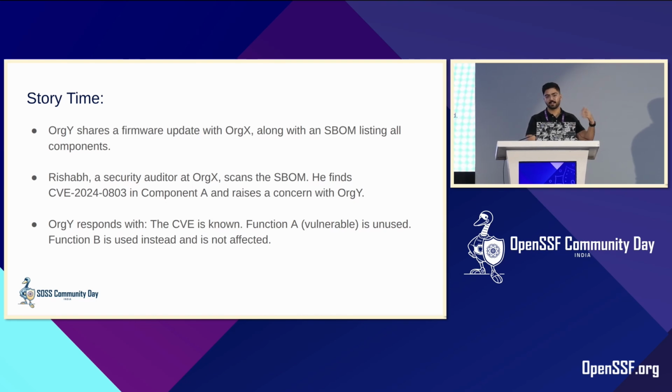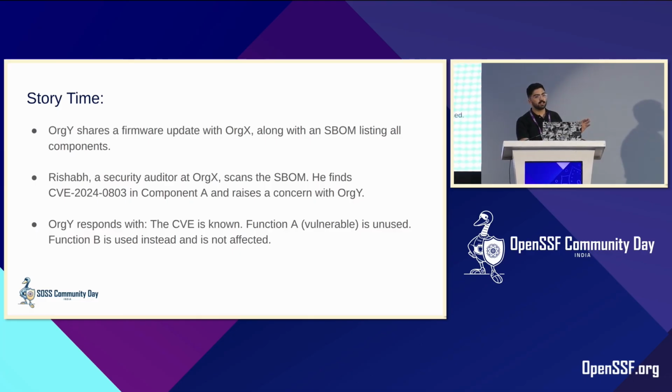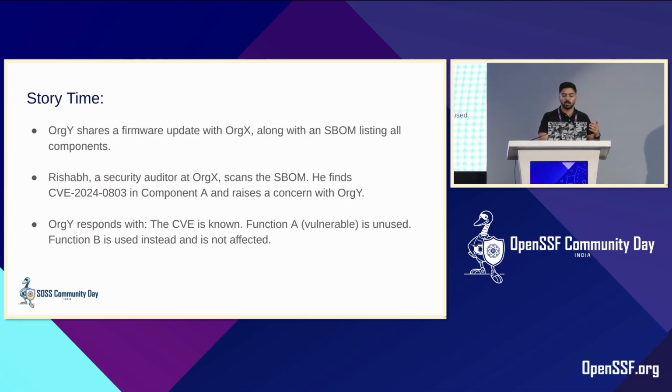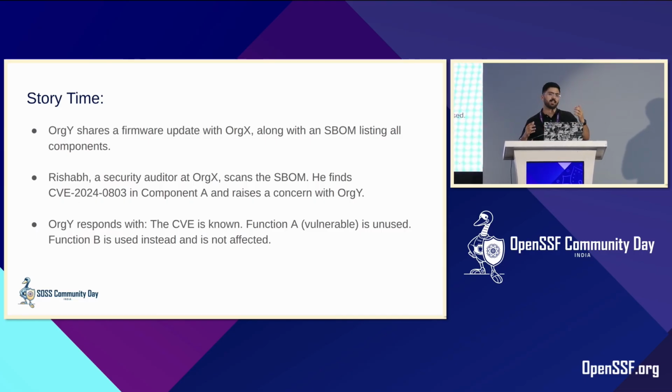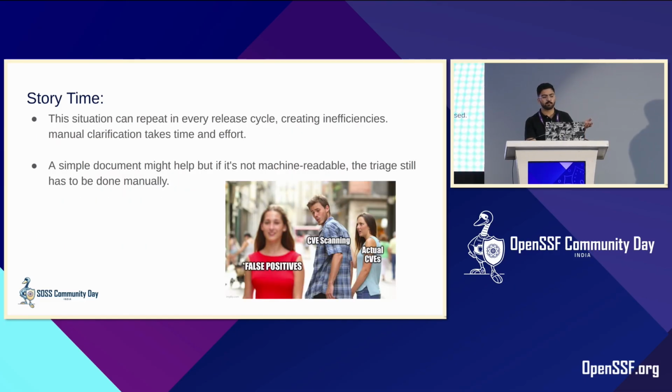So a security auditor at organization X scans the SBOM, and he finds that there is a particular CVE in the vulnerability report. So he raised a concern with organization Y who shared it. But organization Y, to his surprise, responded that they actually know about the CVE, and it is a known CVE. Function A that is used in the product, say maybe get this util, get that util, is vulnerable. But this actual vulnerable function is not being used in the product itself. So actually the product is not affected by that vulnerability.